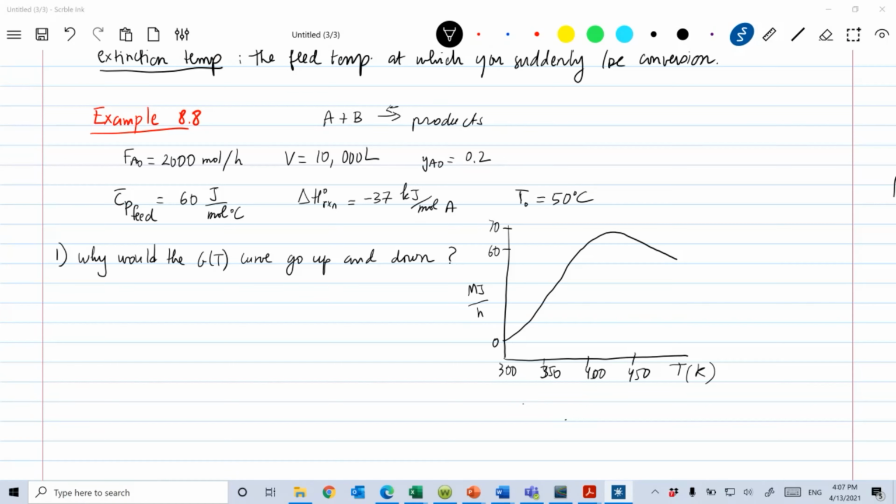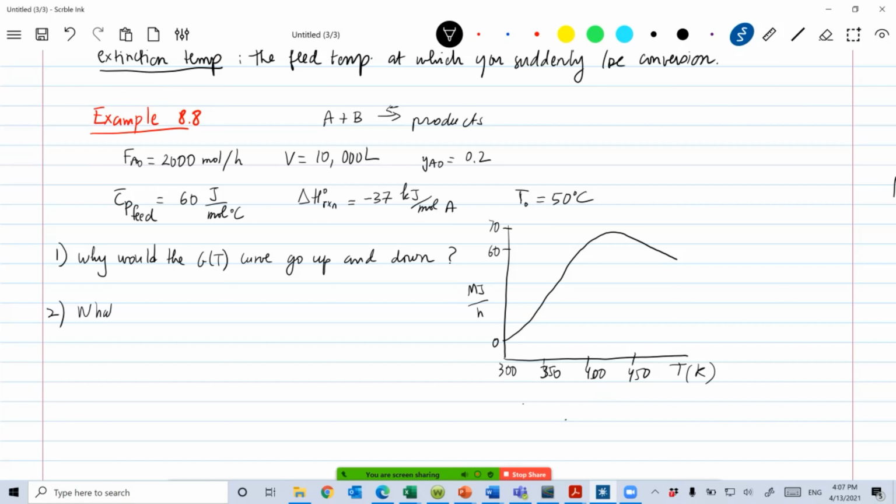So this reaction is reversible. It has some reversibility to it. That's why at some point the curve goes down. The second question is, what's the fractional conversion XA? What is XA? What you need to do is plot your R of T curve. That's what the question asks.